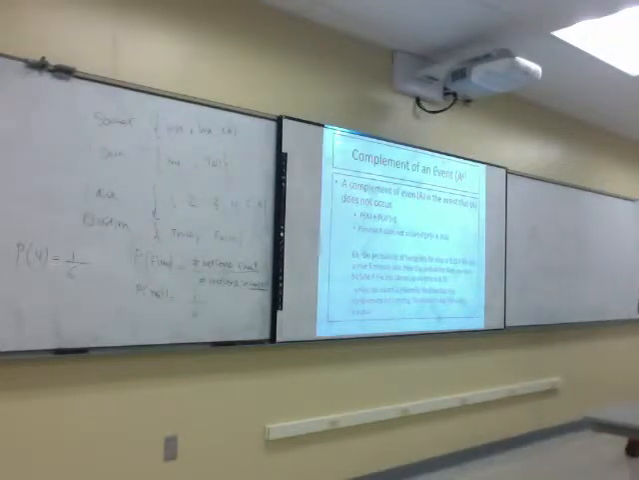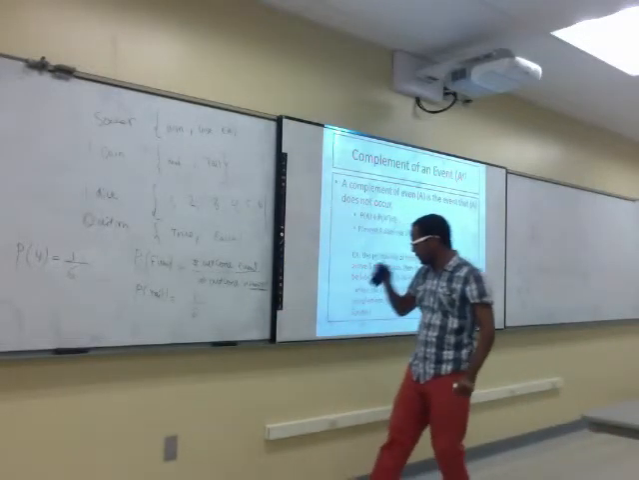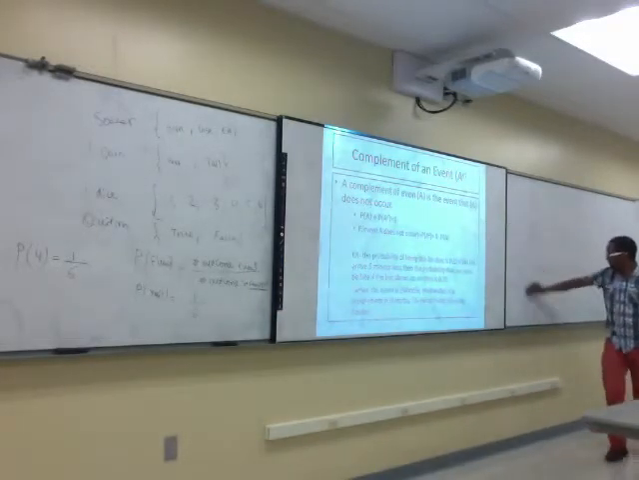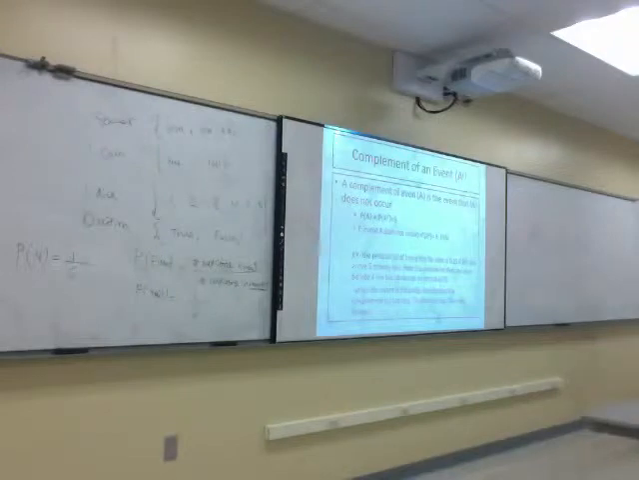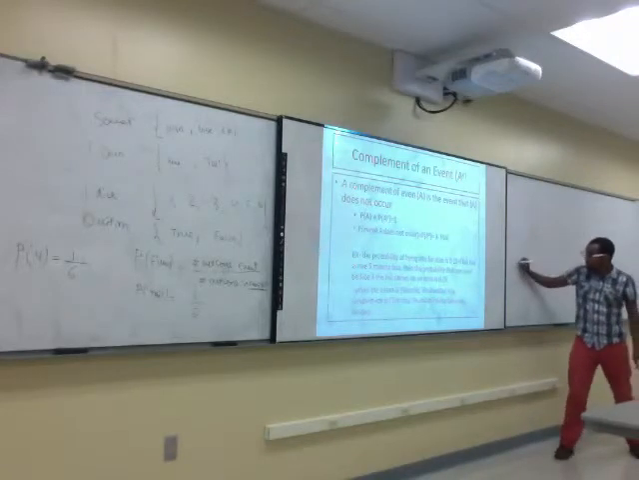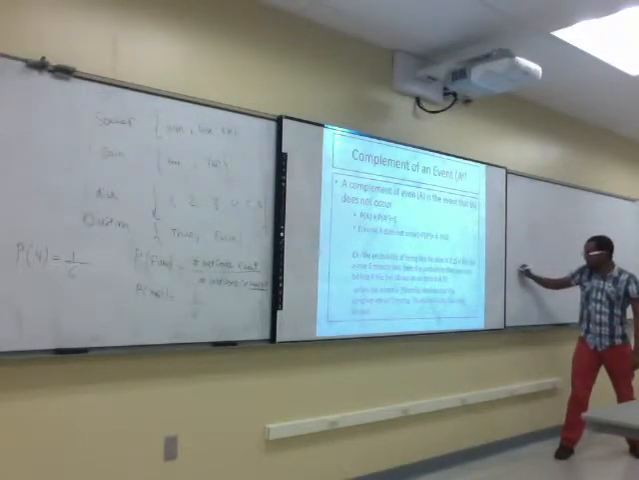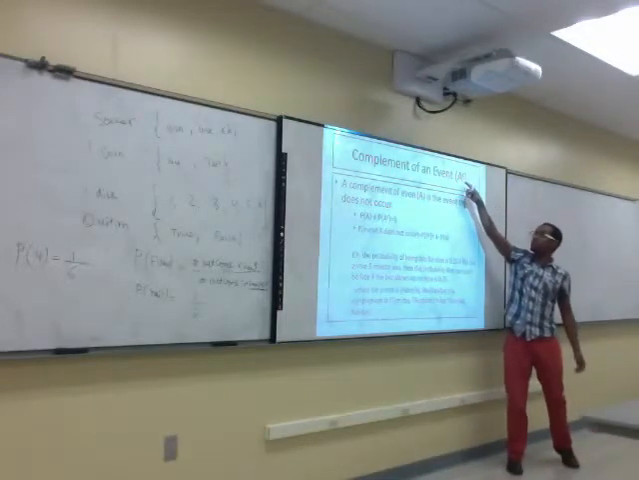Now, within probability, there's another rule called the complement of any event. In this case, event A. Okay, that's event A. And when we talk about complement, our book uses this symbol, A to the power of C. Okay. It's called the complement of event A.